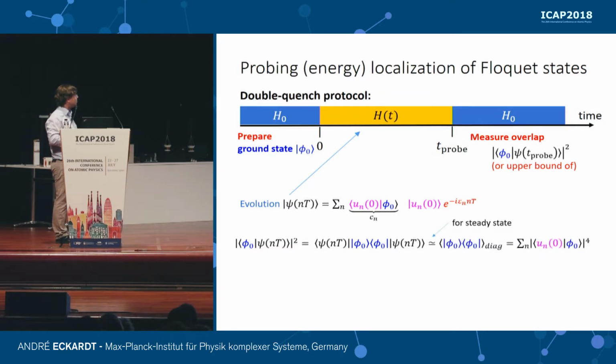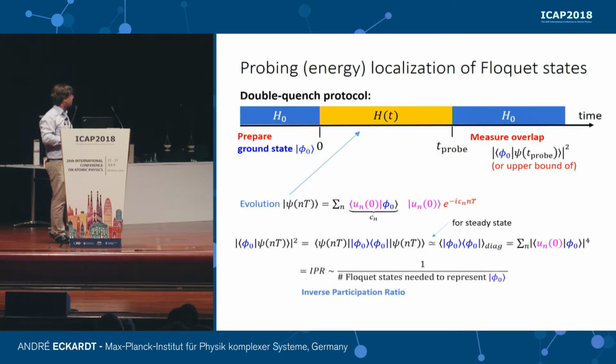And now, assuming we have reached a steady state, we can employ our diagonal ensemble, and we can see that since these ground states appear both in these coefficients and in the expectation value, we get the fourth power of the overlap, and this is an inverse participation ratio. So it measures the number of Floquet states needed, I mean, it's of the order of the number of Floquet states needed to represent our ground state. So it's a direct measure for localization of our ground state in the basis of Floquet states. And of course, this tells us also something about the localization of Floquet states in the basis of our original eigenstates.